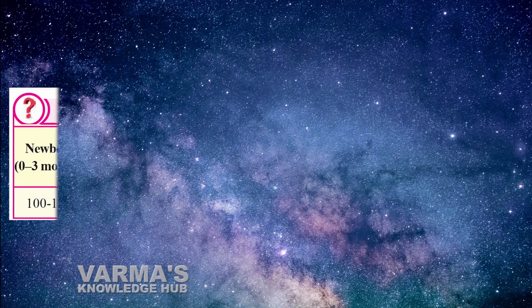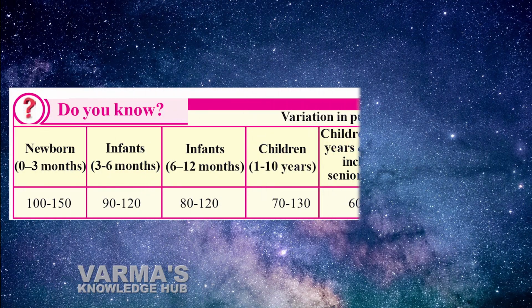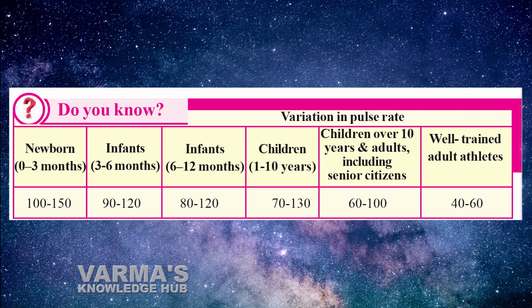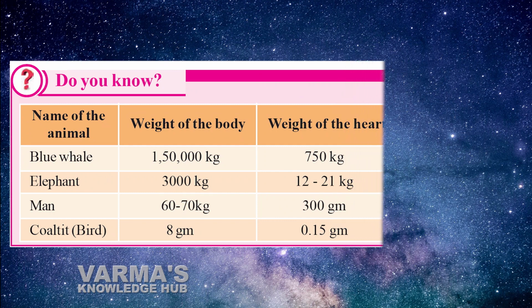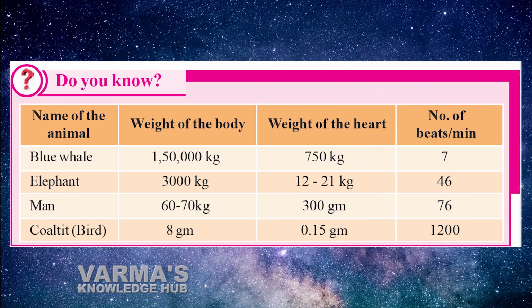In a healthy human being, the rate of the heartbeat is 72 times per minute. It changes with the age of the person. The rate of heartbeat is also determined by the size of the animal. As the size of the animal decreases, the rate of heartbeat increases. As the size of the animal increases, the rate of heartbeat decreases. There is a ready-made table for you.